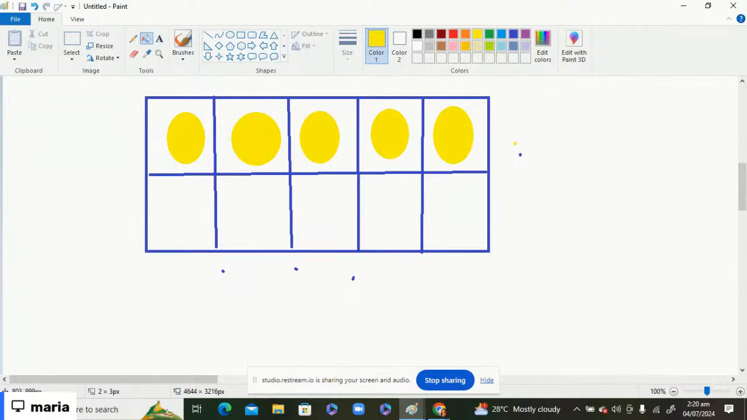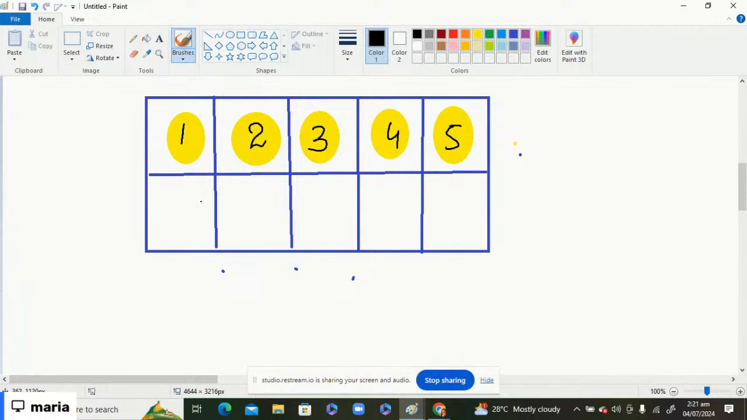So let's just check. Total frame is for 10. So how many total dots are there? Check it out. Let's just count. It's 1, 2, 3, 4 and 5. Total dots there are 5. So how many more dots that you need to make this full frame 10?